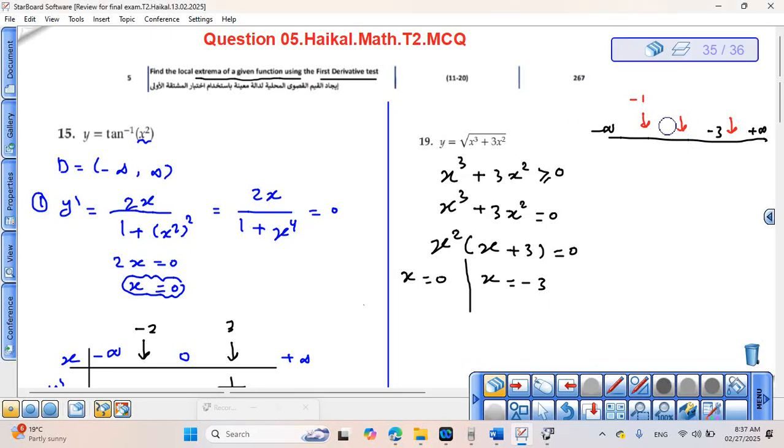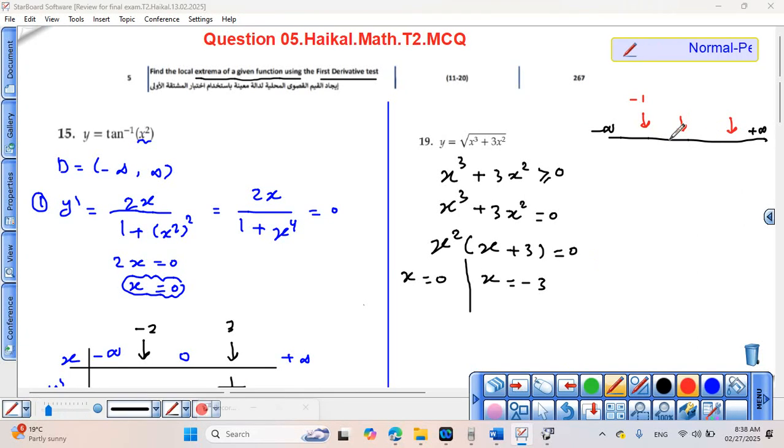Maybe here, yes, change. This is -3 before. Yes, -3. Then here, 0. This is -4. Okay, this is -2. Here, this is 1. Okay, calc.